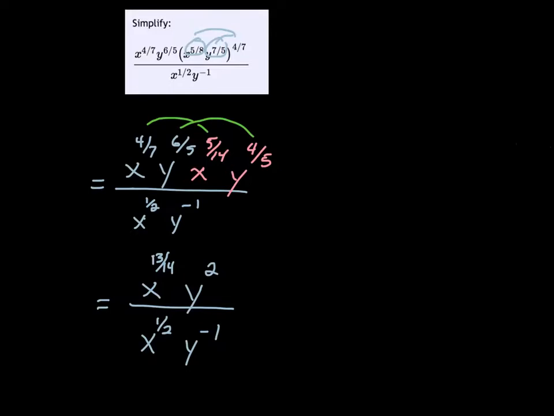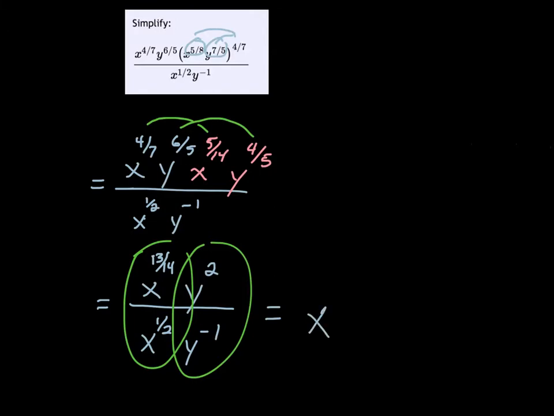Now what I'm going to do is I'm going to apply the quotient rule for exponents to these x factors right here, and the same thing to these y factors. And when I do this, I'm simply going to subtract their exponents from each other. And for the x's then, 13/14 minus 1/2 leaves me with 3/7. And 2 minus -1 for the y exponents is 3. And there's my simplified version of this expression.